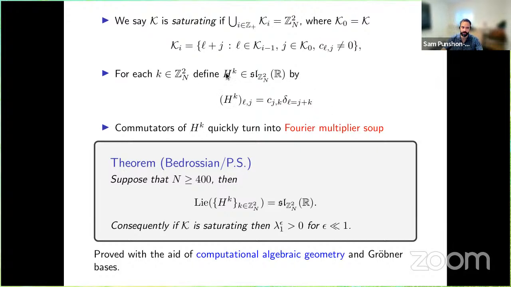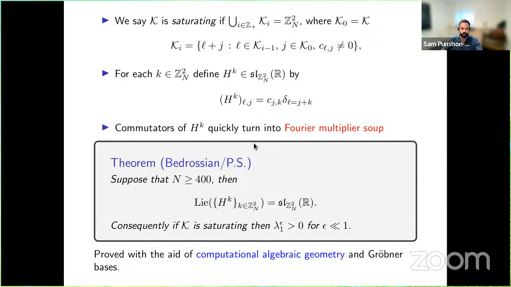However, for the Navier-Stokes equations, the H matrices that I had mentioned before take this very particular form. They take the coupling constant here, but then they have this band of all the different Fourier modes that they couple along it. And if you start taking commutators of these matrices, which you can start doing by hand, you see that this is some algebraic expression of the Fourier variables. It turns into Fourier multiplier soup. It's a huge mess, and it gets really complicated the more and more brackets you try to take.